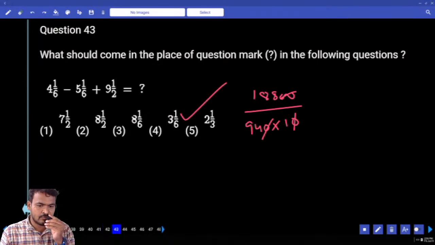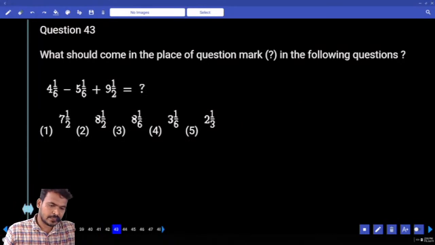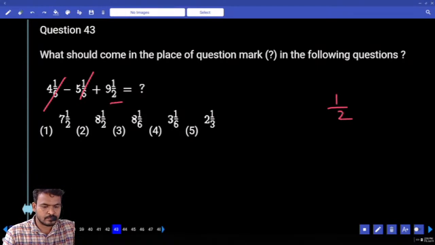Next question, number 43. First plus 1 by 6 minus 1 by 6 cancelled. What is the remaining fraction? 1 by 2. Next, 4 minus 5 minus 1 plus 9 is 8. What is the answer? 8 1 by 2.